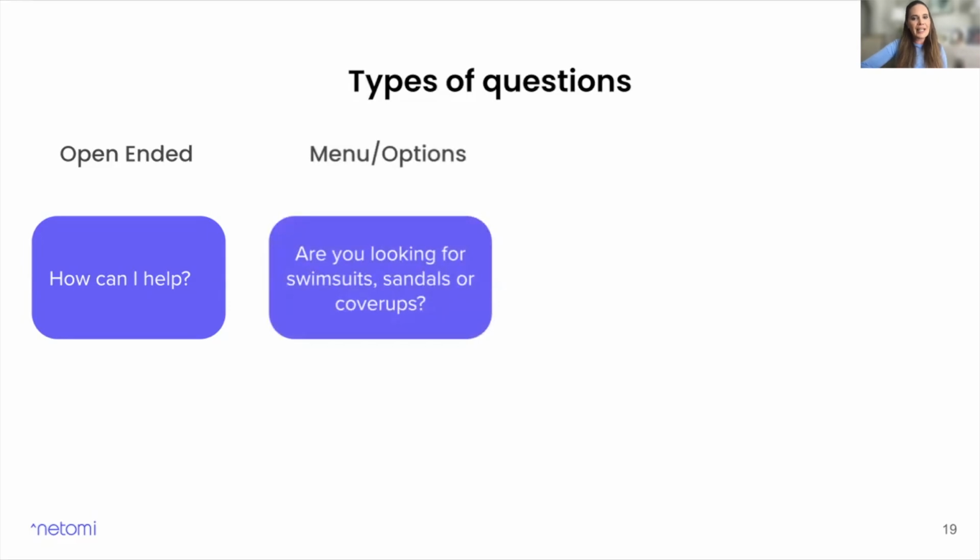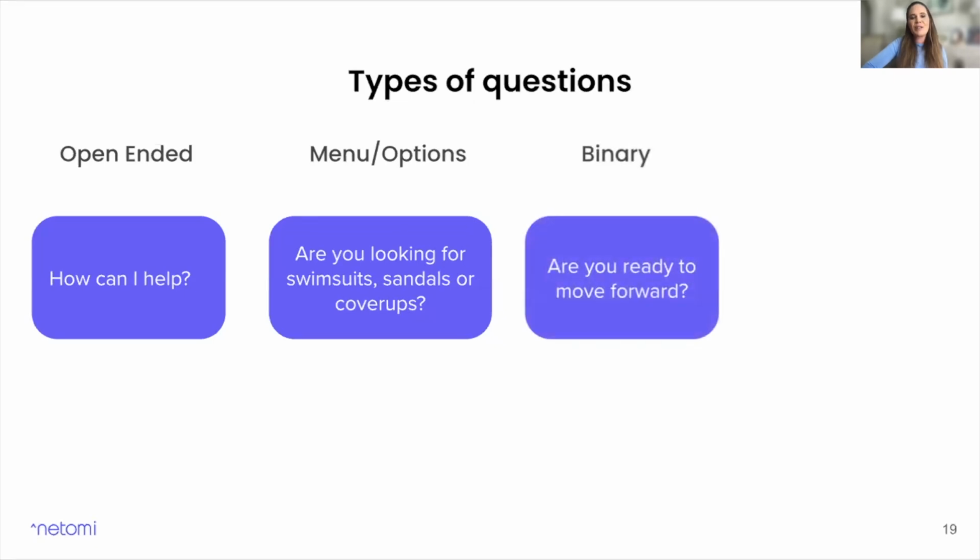Something that's also very popular with virtual assistants in particular is menus and options types of questions. Here you're giving very specific choices to the user that they can select from. An example: are you looking for swimsuits, sandals, or cover-ups? As the user, I know that these are my three options, so I should make one of these choices. Another way to use some of those UX tools I talked about earlier was putting these options into buttons or carousels themselves, so people can tap or click instead of having to type out their response.